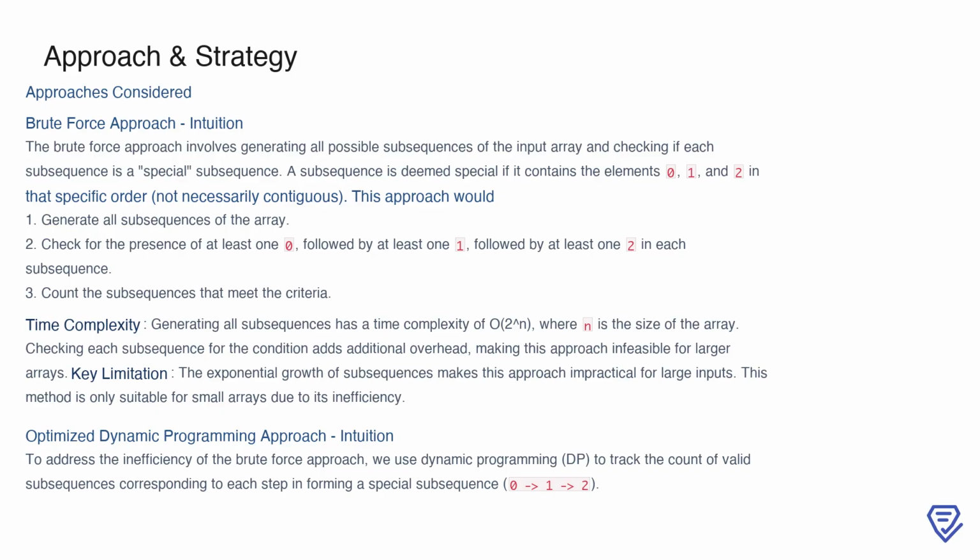This would involve 2 major steps: first, generating all subsequences of the array, which takes exponential time since there are 2 to the power of n subsequences for an array of size n, and second, examining each subsequence to ensure it has at least one 0 followed by at least one 1 and then a 2. While this method is conceptually straightforward, the key limitation is its inefficiency. The exponential growth of subsequences makes it completely impractical for larger arrays, as the time complexity quickly becomes unmanageable. This approach is only suitable for very small inputs due to its computational overhead.